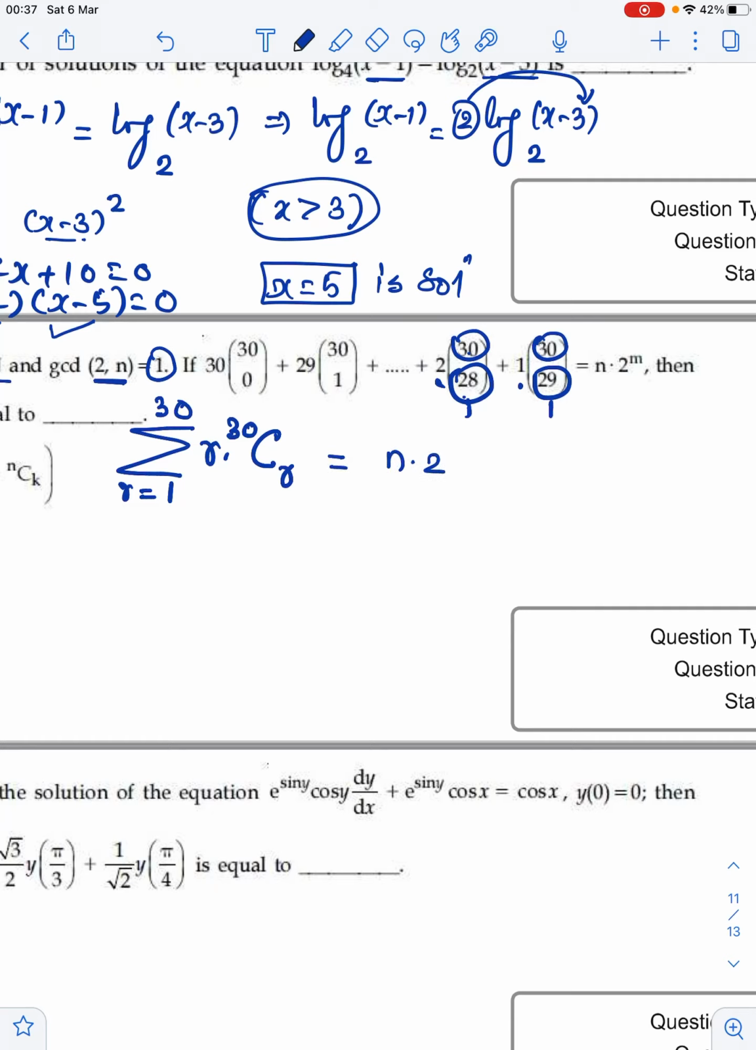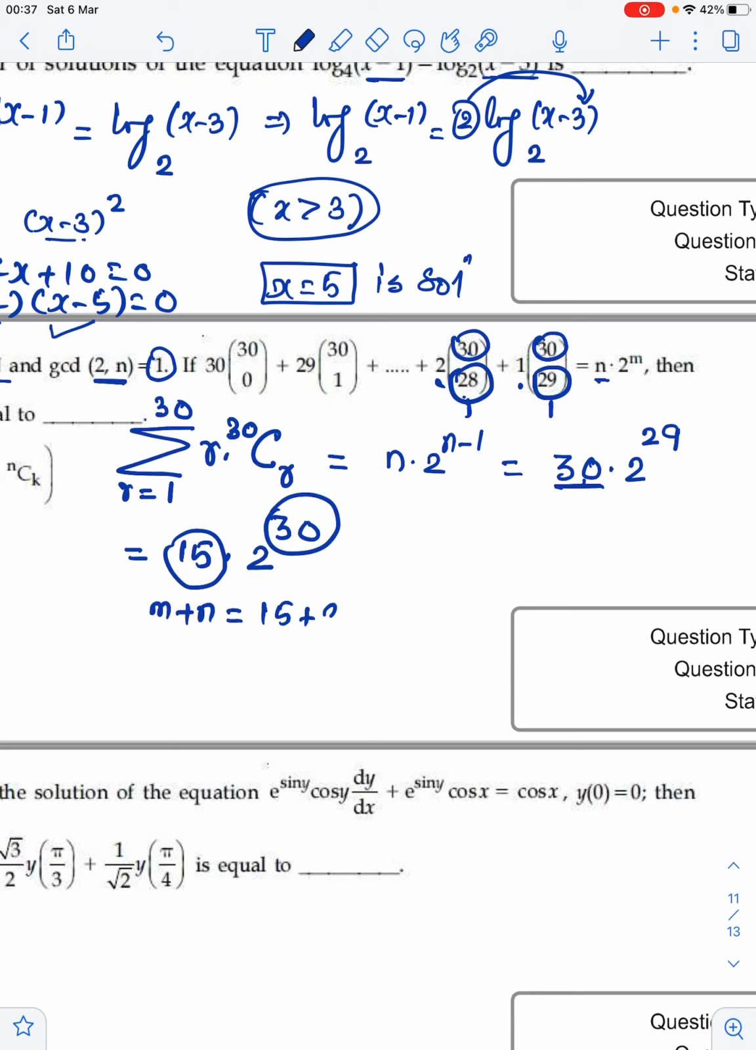We know the answer is n into 2 to the power n minus 1. When n is 30, the first answer is 30 into 2 to the power 29. But what they have written is that n may not have factor 2 in it. That means in this 30, whatever 2 is coming, we have to remove that 2. So this is written as 15 into 2, 2 multiplied there, and becomes 2 to the power 30. Now this is our n and this is our m. So m plus n is definitely 45.